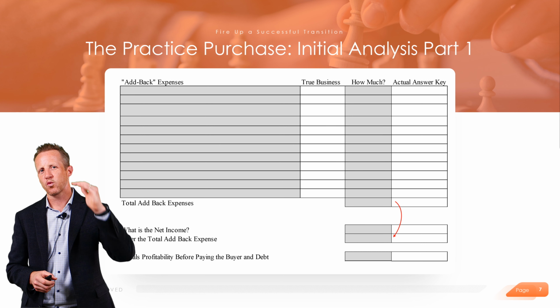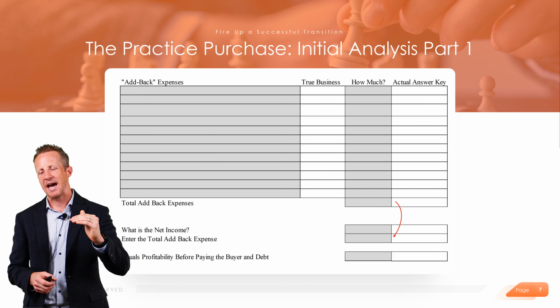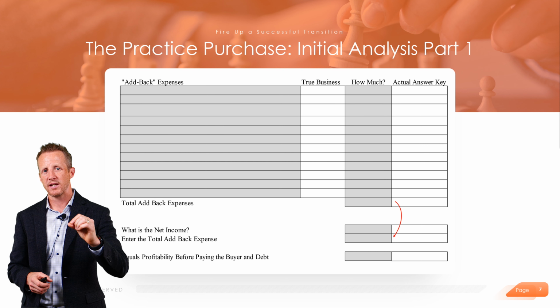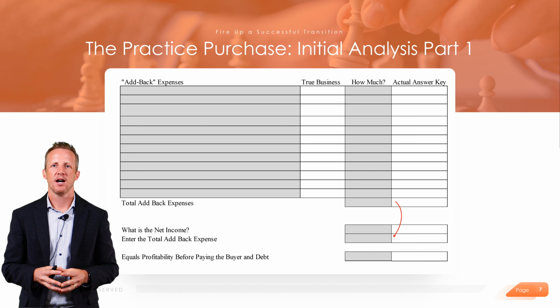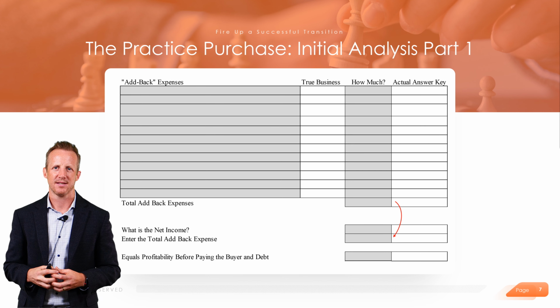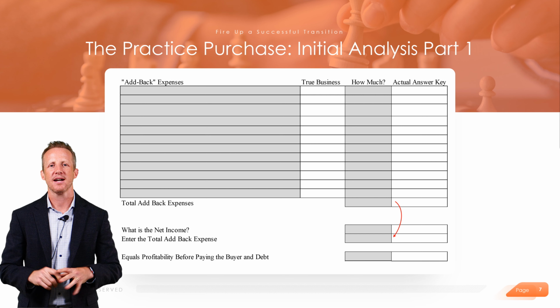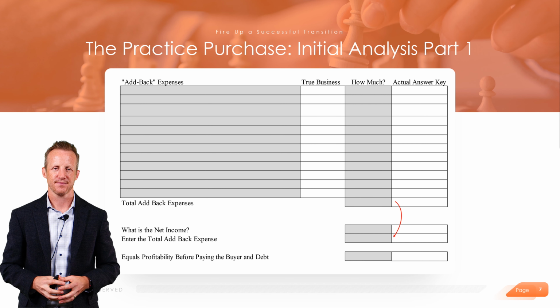So what I want you to do is write all those that you believe can be added back at least partially or fully in this list, and then let's decide how much we really want to add back so we can arrive at the true business expense. So go ahead and pause the video and do that right now.